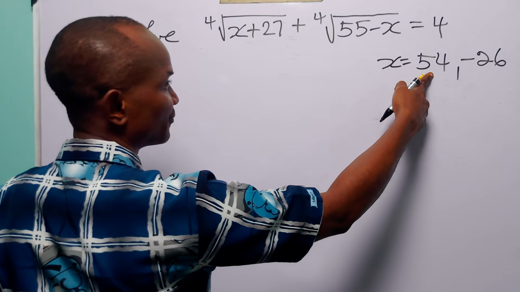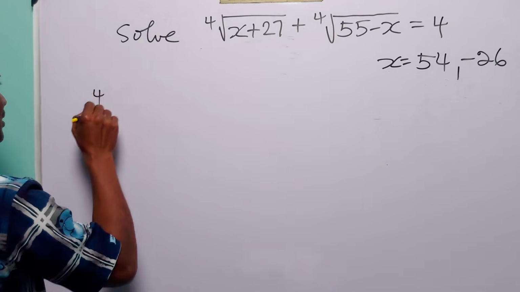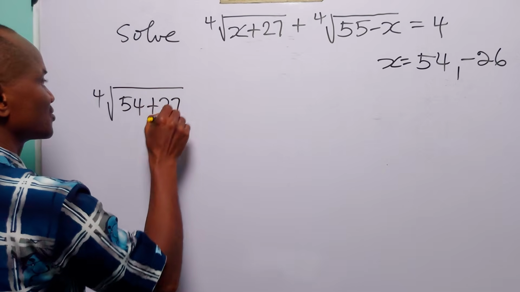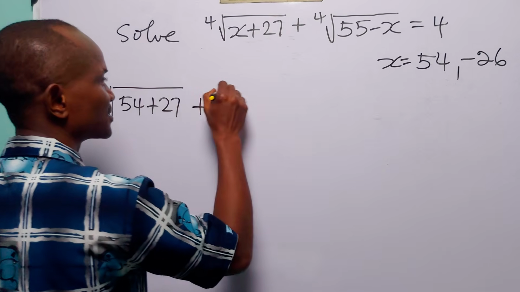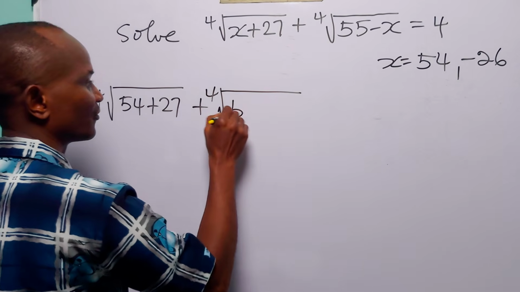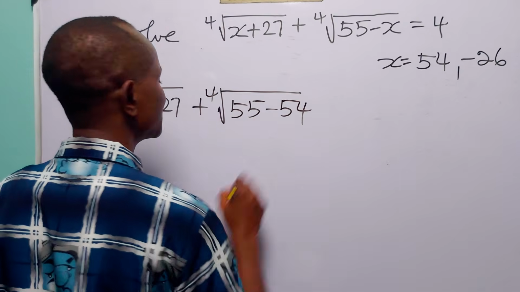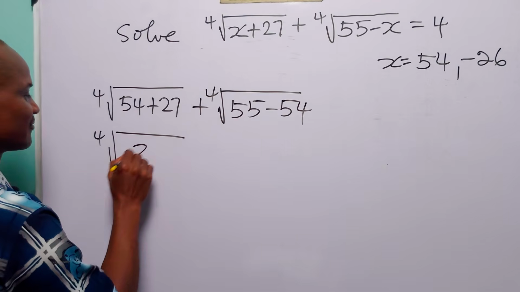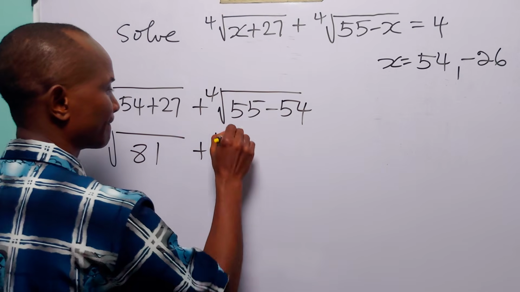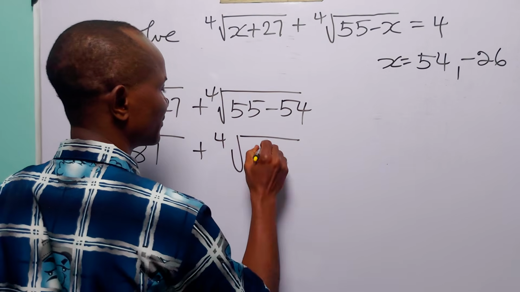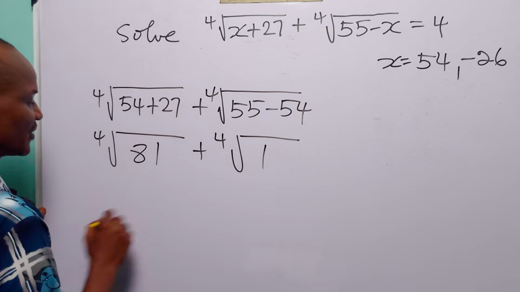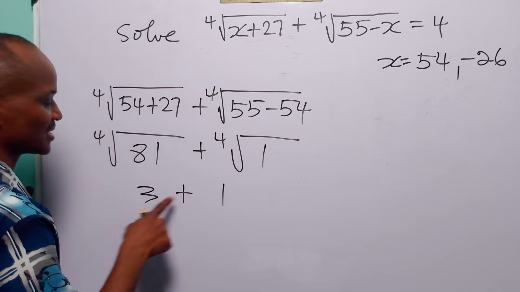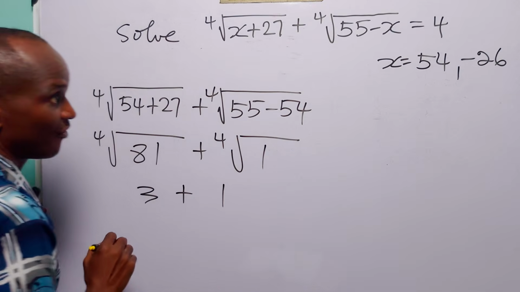When x is equal to 54, here we have the fourth root of 54 plus 27 plus the fourth root of 55 minus 54. 54 plus 27 is 81. 55 minus 54 is 1. The fourth root of 81 is 3. And the fourth root of 1 is 1. And of course, 3 plus 1 is equal to 4.